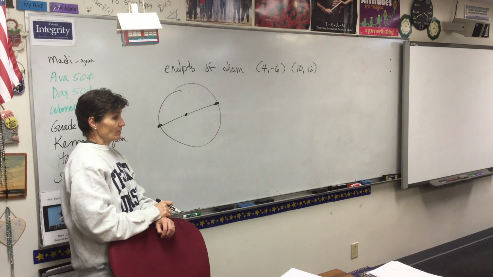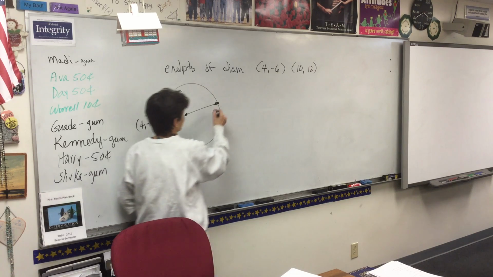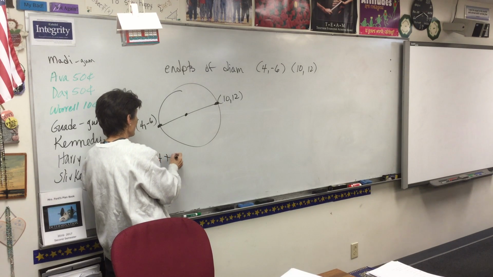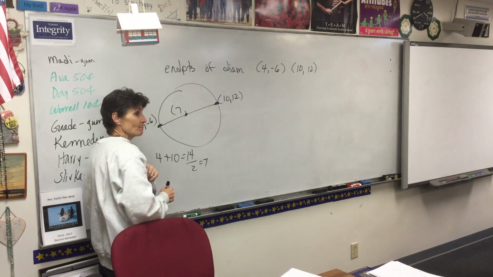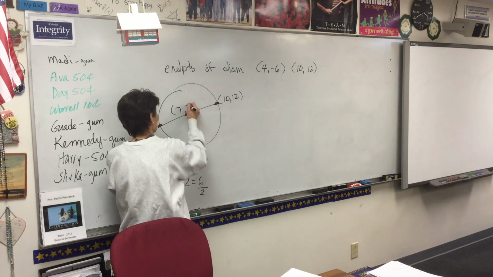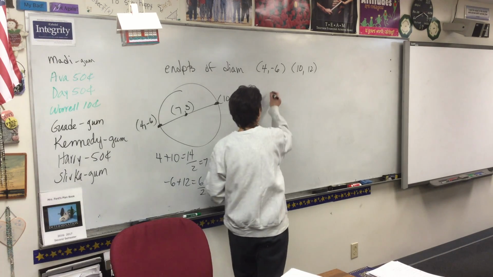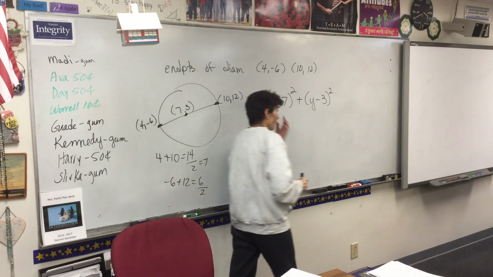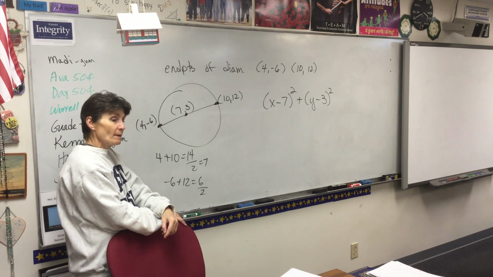That is the middle of these, right? So I am going to average my x's. 4 plus 10 is 14, divided by 2 is 7. -6 plus 12 is 6, divided by 2 is 3. So my center is at (7, 3). So you're going to start by writing the first part of your circle, x minus 7 squared plus y minus 3 squared.